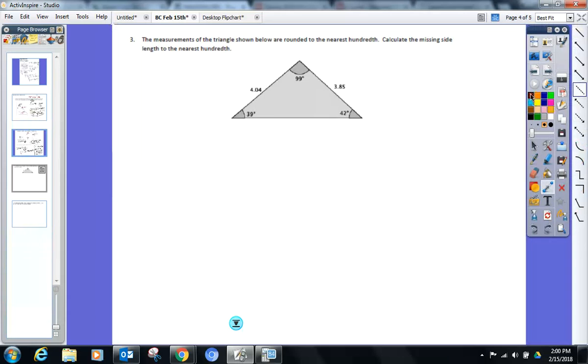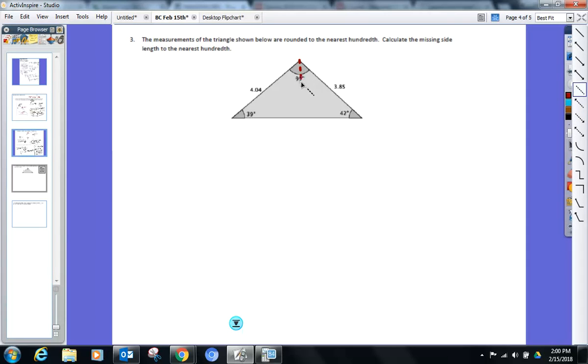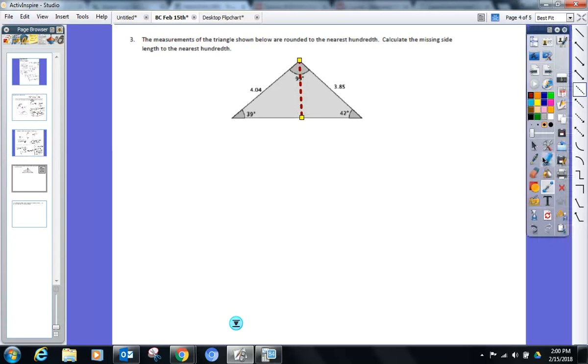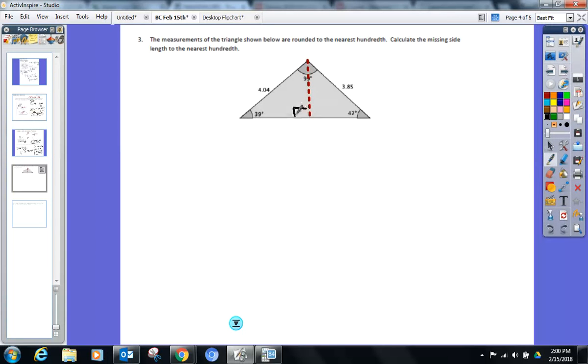Now let me warn you here. Is this an isosceles or equilateral triangle? No. So when you draw the altitude, it will not split the 99 in half. That's only for isosceles or equilateral triangles. But it does give me two right triangles. Good start, Ryan. How am I still going to find that third side, though?